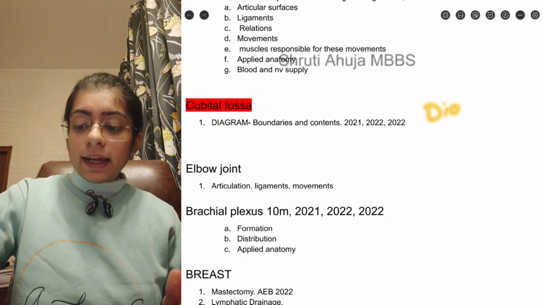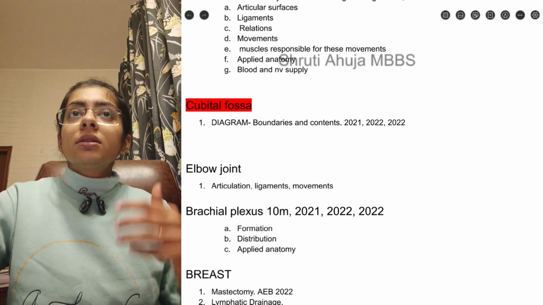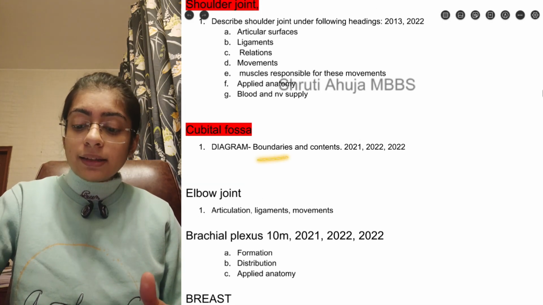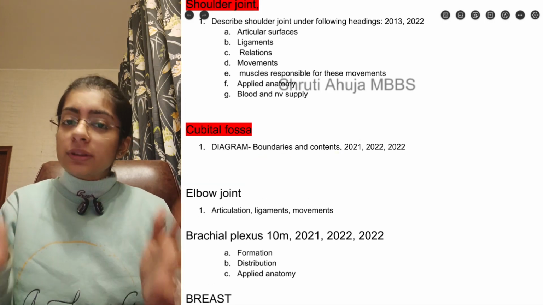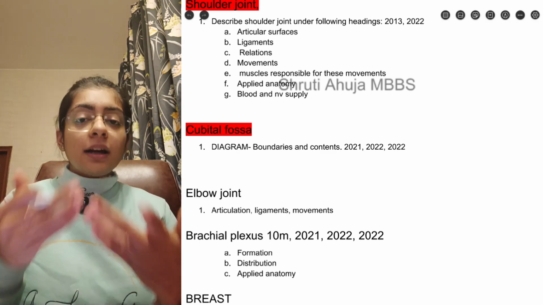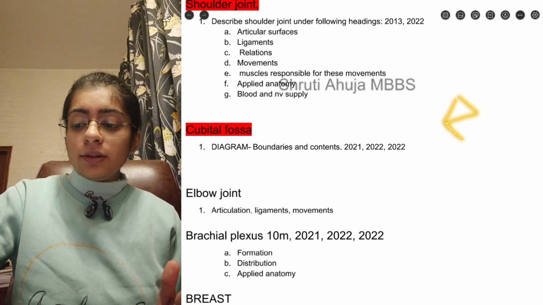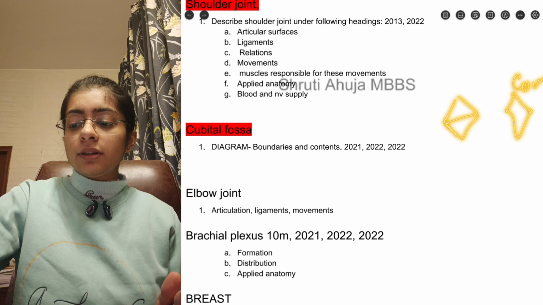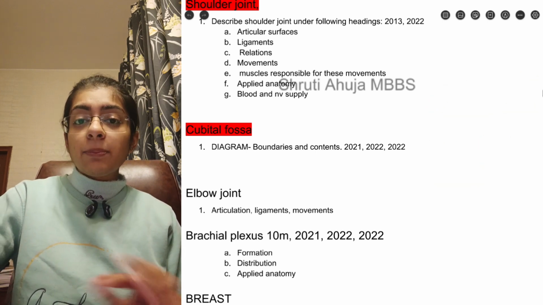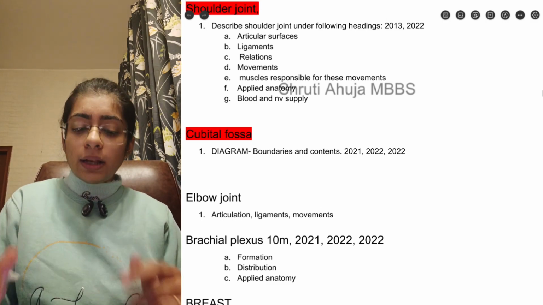Next is cubital fossa. You need to draw a diagram. Many times a short note is not asked. Instead, a diagram based question is asked on cubital fossa, right? The boundaries and contents. If you can draw both things in one diagram, well and good. But if you can't, then don't mess up the diagram. Draw it separately. In one you will draw the contents and in the other the boundaries. I think this separate concept is better, because the examiner can also understand it well, right?